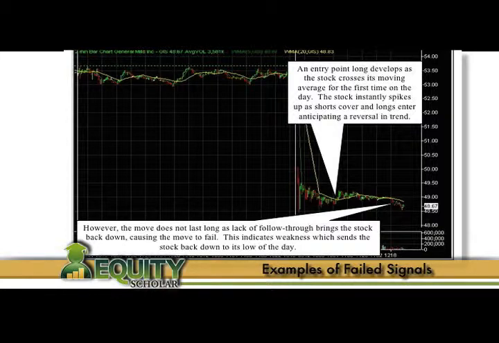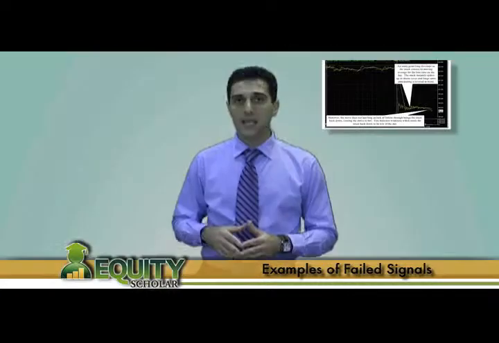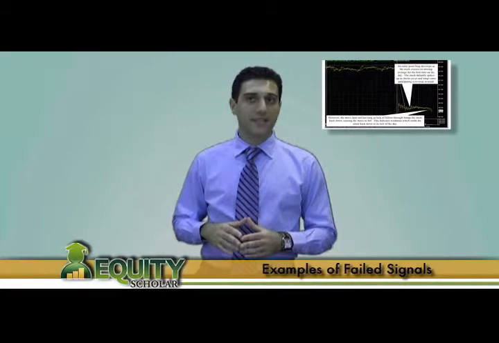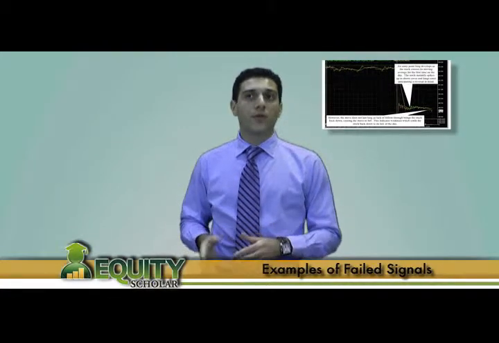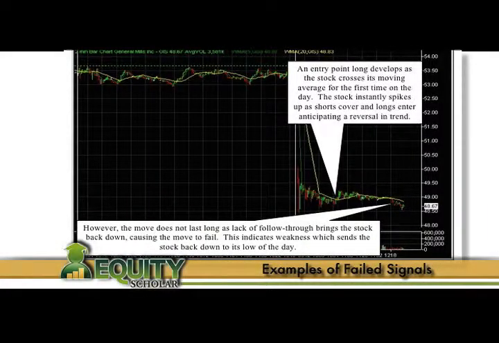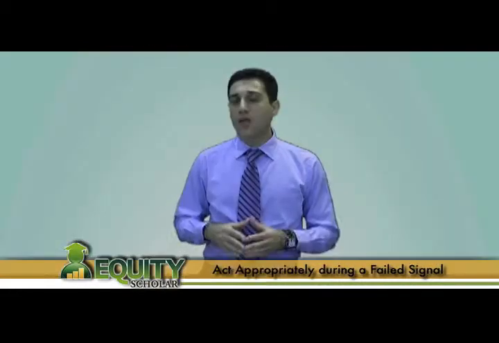However, the move does not last long, as the initial surge ends up being the high of the move, as the price action pushes the stock back down once again below its average, indicating weakness and confirming that the breakout has failed. This type of failed signal is usually the most frustrating for traders, as both those who were long and those who were short are forced out of their positions.